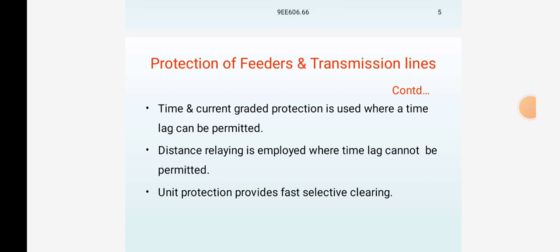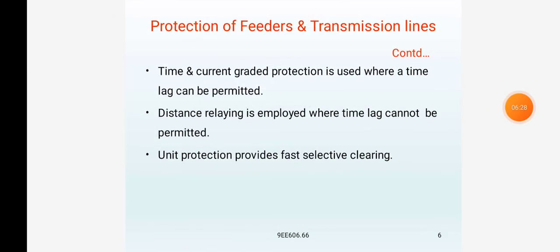The desirable features are: it should select and isolate only the faulty section. It should clear all bus bar faults as quickly as possible. It should avoid the use of multi-tripping relays, and no relay should control more than one circuit. It should clear all the circuits connected to a faulty bus bar section.